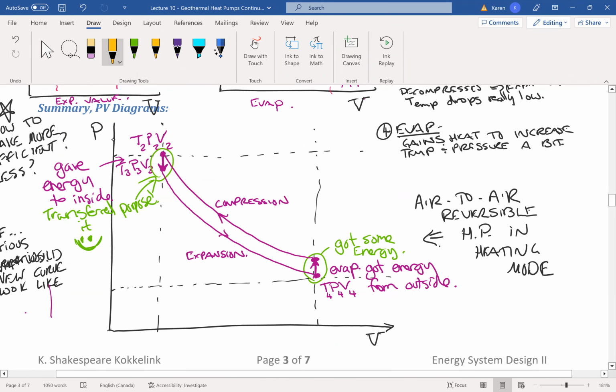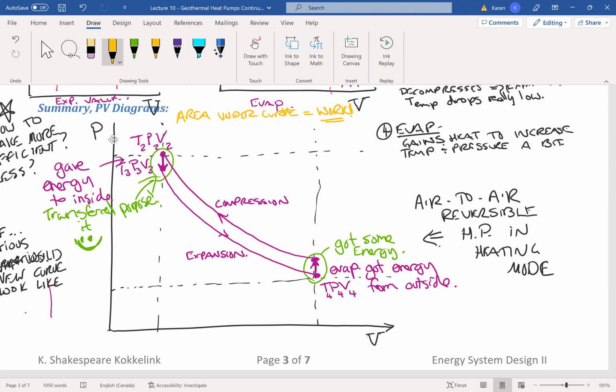The area under the curve. We're going to do the area under the curve is work. Area, which we could prove, under the curve equals work. So where's the part that we paid for? What is the work that we paid for if we were paying the electricity?